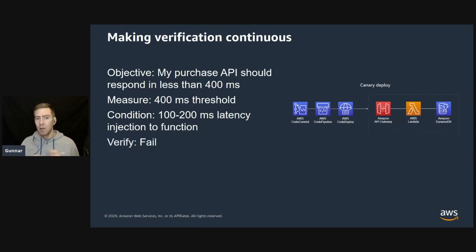In this case, verification failed. We saw that users weren't getting a response from the API within less than 400 milliseconds. So instead of continuing with the deploy, we're rolling back the deployment. So users will continue using the older version, or not the new feature with the condition added.